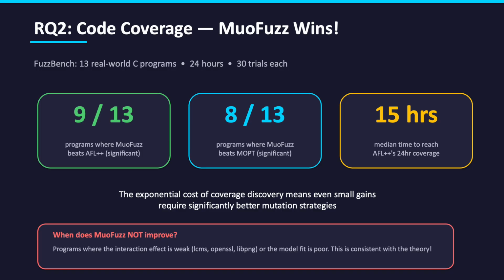Now where does mu_fuzz not help? In programs like libpng and OpenSSL, and these are exactly the programs where ANOVA analysis couldn't confirm a strong interaction effect, or where the linear model had a poor fit. The theory predicts the practice. When there's no interaction effect to exploit, mu_fuzz doesn't improve, and it doesn't make things worse either. The JSON program is an interesting edge case. All three fuzzers reach maximum coverage of 520 branches in just 15 minutes. The mutation strategy simply doesn't matter there.